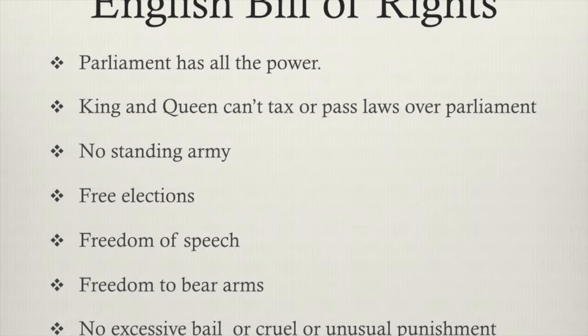So let's look at another English document that the colonists would have been very familiar with, and that would have been the English Bill of Rights. It's going to say that Parliament has all the power. The king doesn't have all the power anymore. King and queen can't tax or pass laws over Parliament. There's going to be no standing army. There's going to be free elections, freedom of speech, freedom to bear arms, no excessive bail or cruel or unusual punishment. Don't get confused, this is the English Bill of Rights.